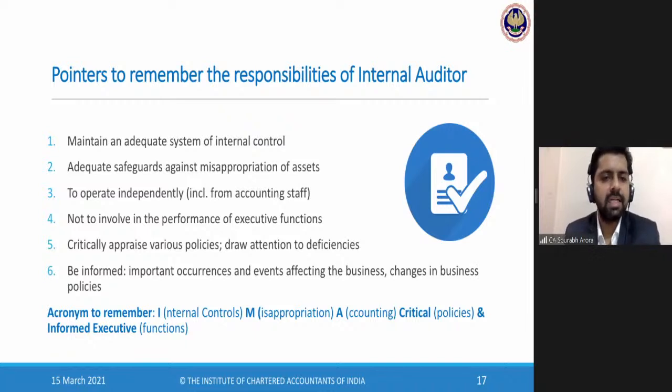First is to maintain an adequate system of internal control. I have not quoted the examples over here; you may refer to the examples from the above slides. Adequate safeguards against misappropriation of assets, to operate independently, including from accounting staff, not to involve in the performance of executive functions. Critically appraise various policies, draw attention to deficiencies, then be informed about important occurrences and events affecting the business, and changes in business policies. The acronym to remember is INTERNAL: I am a critical and informed executive. This is a little silly acronym, but it works.